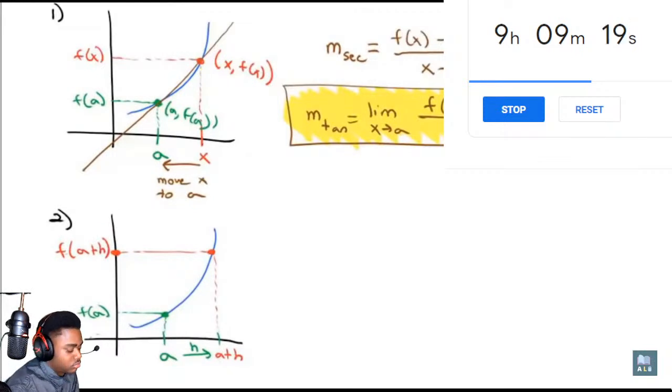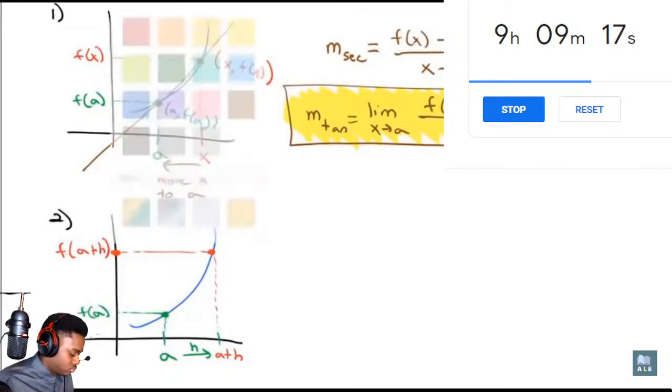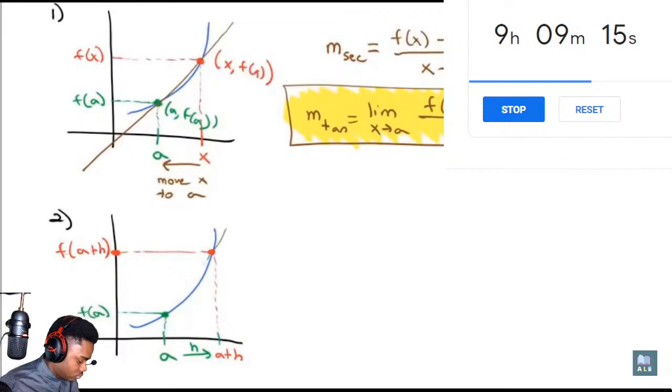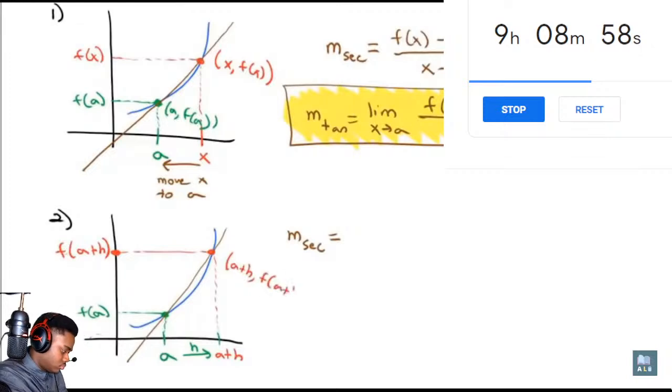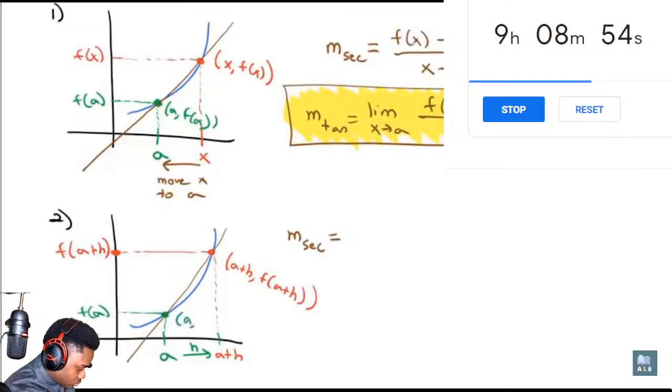So if we want the slope of the secant line that connects these two together, just like before, the slope of the secant line is going to be equal to the difference in the y's divided by the difference in the x's. Let's go ahead and label that. This red point, the x-coordinate is a plus h, and the y-coordinate is f of a plus h. And then the green point is a comma f of a again.